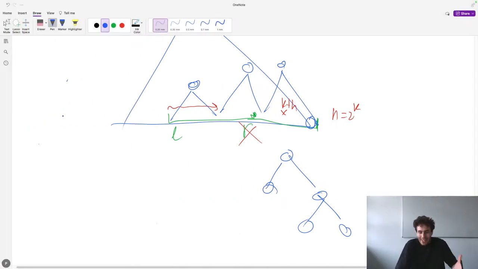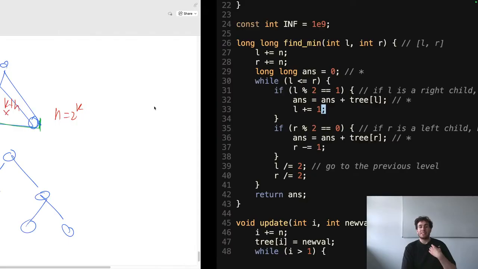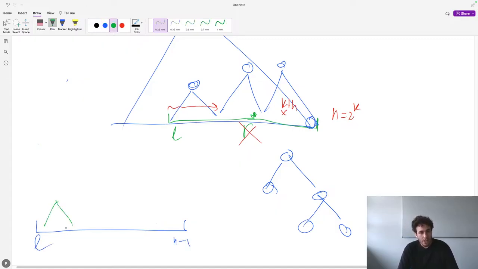So yes, we use segment trees for computing the minimum on a segment. But you should remember that what a segment tree actually does is decompose any kind of segment into a logarithmic number of pre-computed segments. So I break down my segment from L to n-1 into a logarithmic number of subtrees, a logarithmic number of vertices.